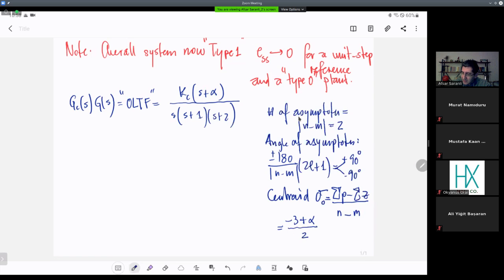Mind you that this centroid unfortunately is now a function of alpha. So by choosing an alpha, we can change where the centroid is. We have plus 90 and minus 90 degree asymptotes, but where we place them is a function of alpha. So we can put them in favorable locations, or in problematic locations as well. So let me sketch the root locus over here.